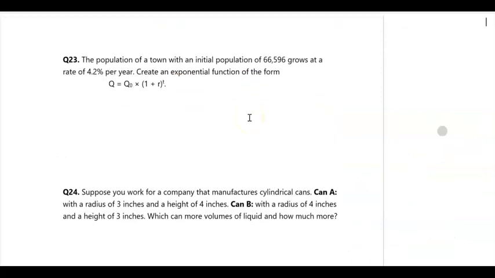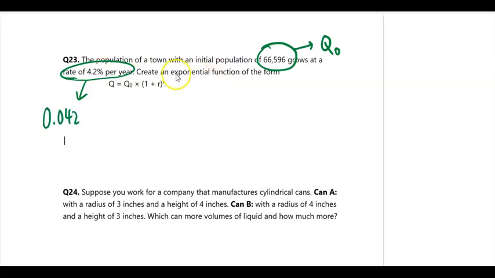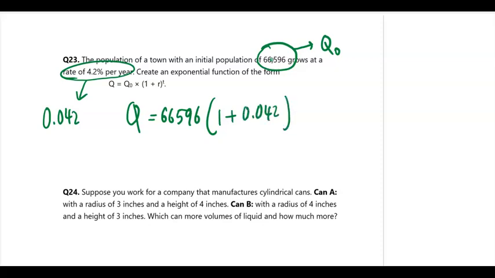Question number 23. A town with an initial population of 66,596 grows at a rate of 4.2% per year. Create the exponential function of the form. Here the initial population we call Q0, and the rate R is 4.2%, which we change to the decimal 0.042. To create the exponential function, Q equals Q0, which is 66,596, times parentheses 1 plus R, which is 0.042, to the power T.